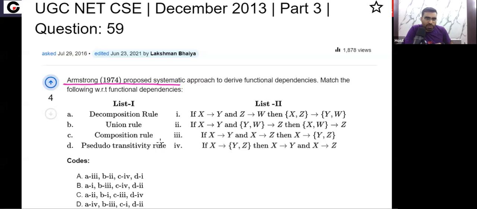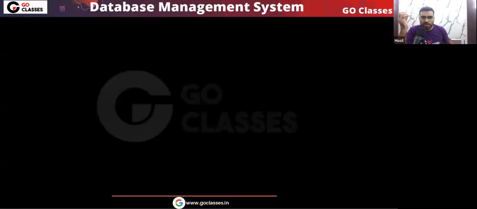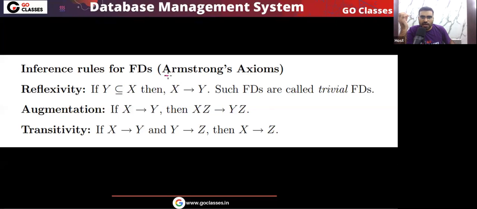And one more thing I want to tell you. This is a UGC NET question, but this question will never come in the GATE exam because these names are not important. Only the Armstrong rule names are important. Are you getting my point? For functional dependencies, Armstrong gave three rules. These are the Armstrong rules, Armstrong axioms, the inference rules for functional dependencies. These three rules were given by Armstrong, and these names are important. In the GATE exam, they can ask you the names and the definitions of reflexivity, augmentation, transitivity.